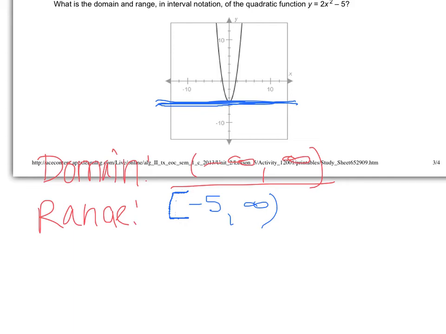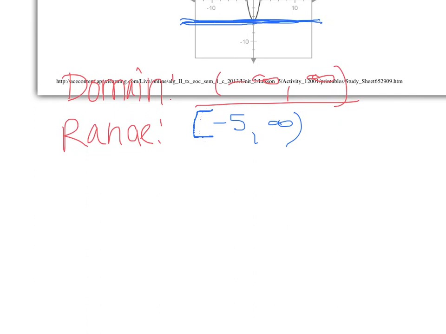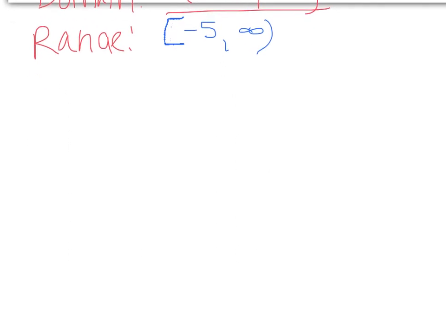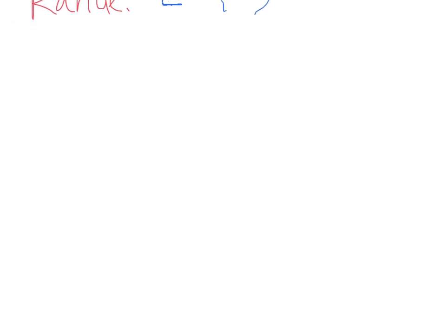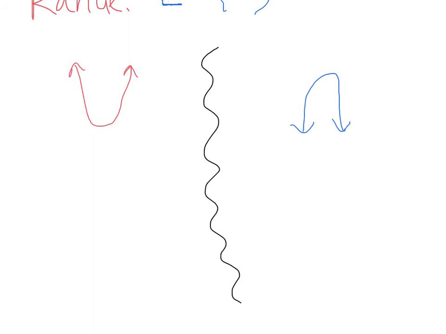So there's a couple things I want you to write down. They're not necessarily on your notes, but we're going to draw some pictures and talk about some stuff. So your parabolas really open one of two ways. They either open like this, up, or they open down. So depending on which way they open determines our range.